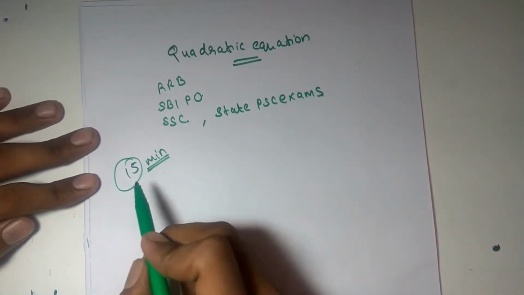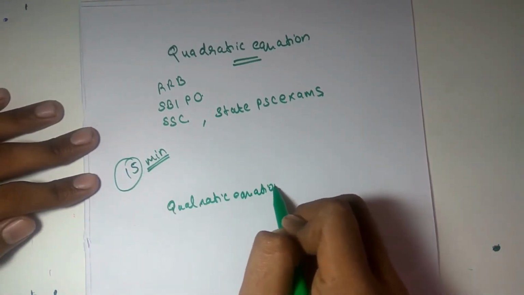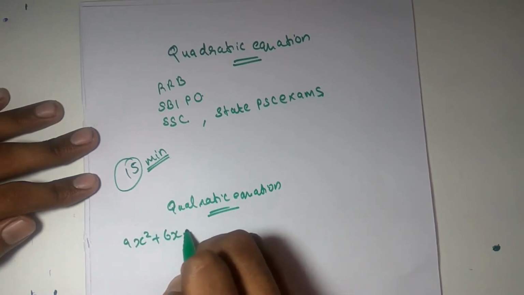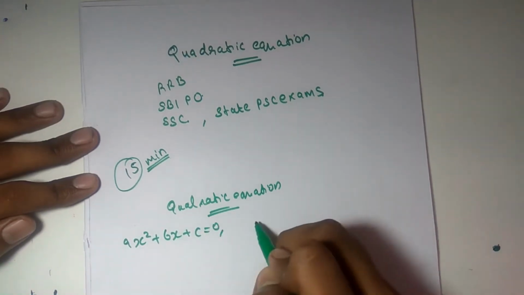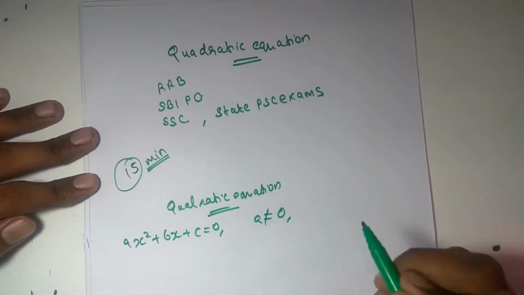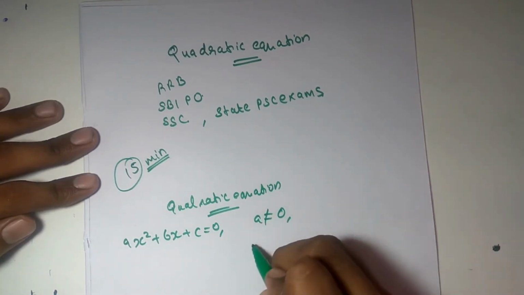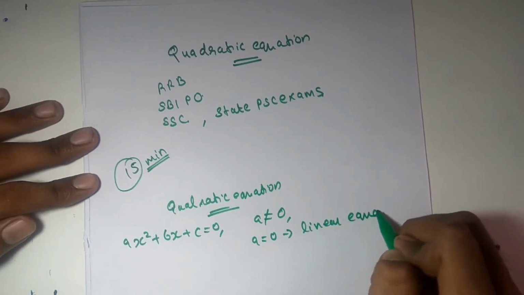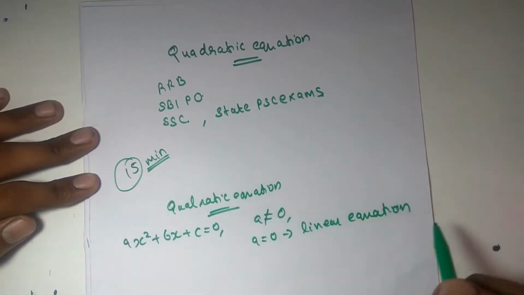So what is a quadratic equation? A quadratic equation is any equation of the type ax square plus bx plus c equal to 0. Here a should not be equal to 0. If a is equal to 0, then it is known as a linear equation. So now that we understand what a quadratic equation is, we can move on to another important topic which we'll be using in our entire session from now onwards.